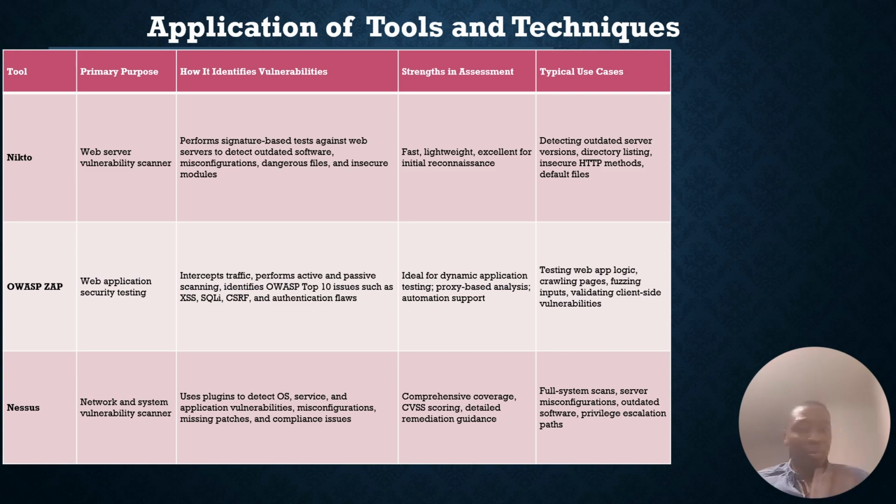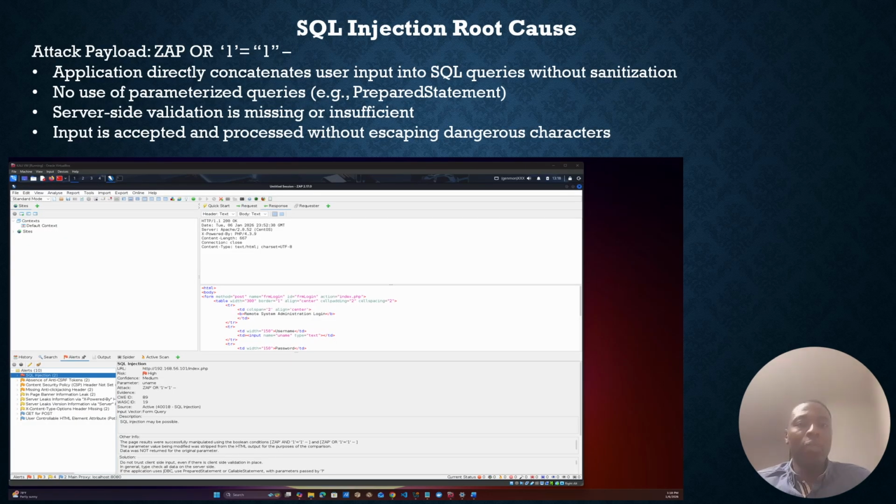Nessus provides the broadest coverage, identifying system-level vulnerabilities, missing patches, and configuration flaws across the entire host. Together, these tools create a comprehensive view of the attack surface, ensuring that both server-side and application layer weaknesses are thoroughly evaluated. This root cause slide highlights a high-risk SQL injection vulnerability discovered using OWASP.